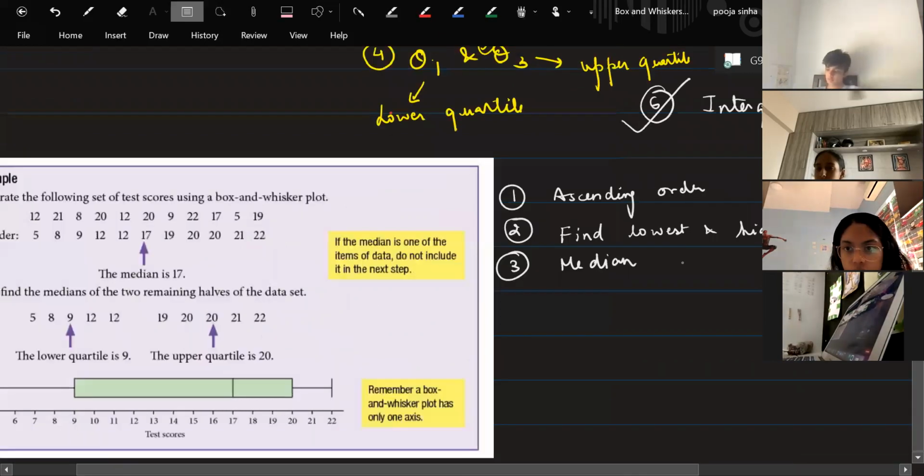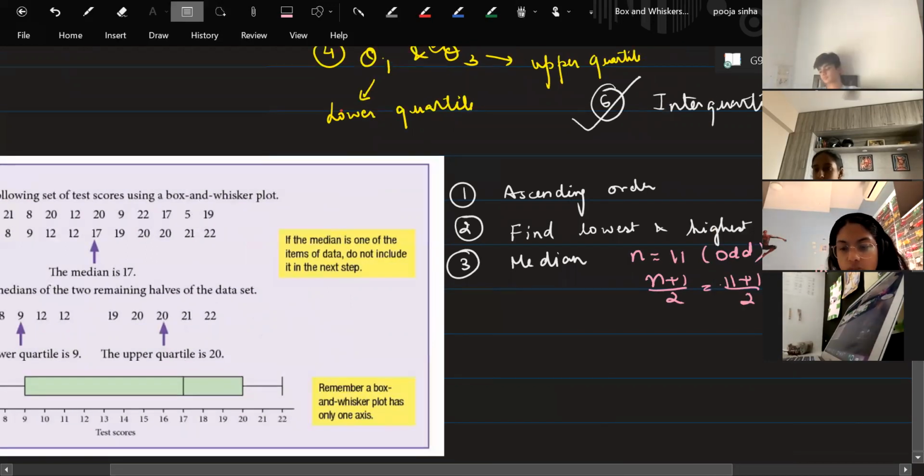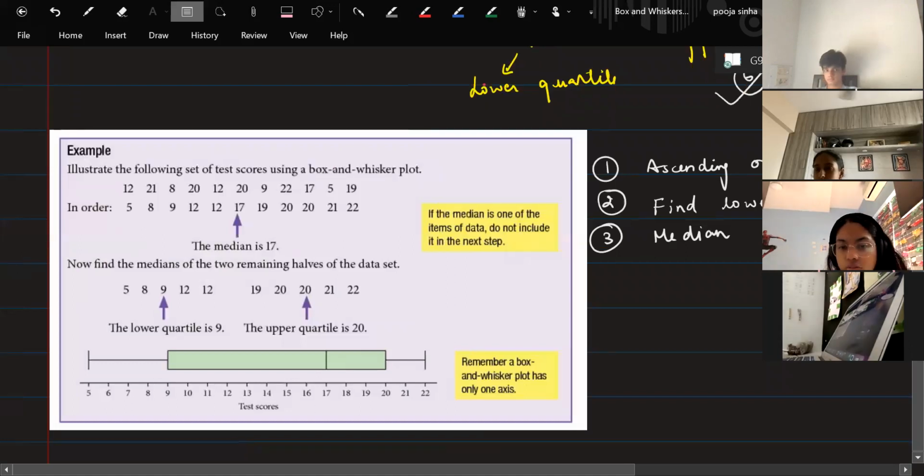So we take the (n+1)/2. n is 11, so it is odd. So I do (n+1)/2, (11+1)/2, which means it is the 12... the 6th observation. Let's figure out where the sixth observation is. 1, 2, 3, 4, 5, 6. Did I get my Q2? Yes, I got the Q2, which is the median, equal to 70.